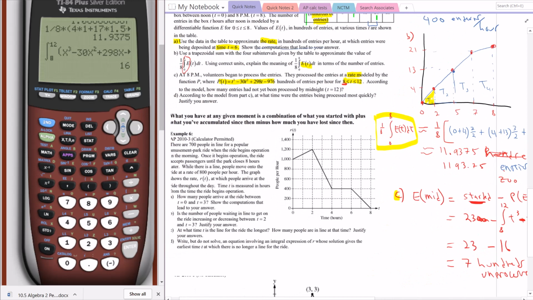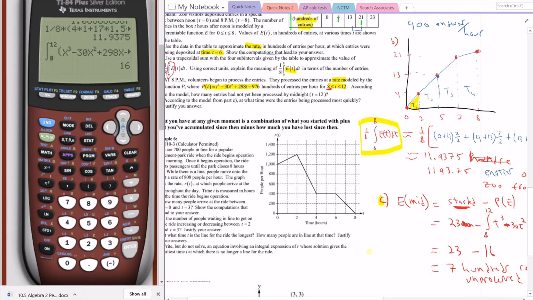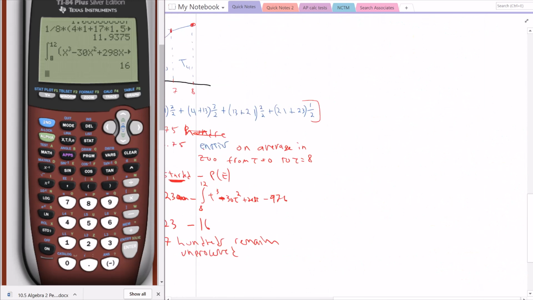All right, and then the next one is, according to the model from part C, at what time were the entries being processed most quickly? This is a tricky one. So when are they being processed most quickly? What I find helpful is to imagine we have this graph, time versus process speed, which is that P of t that they gave us. And let's pretend P of t looks something like this, and these are just different times. Where would they be processing them the quickest according to this graph?